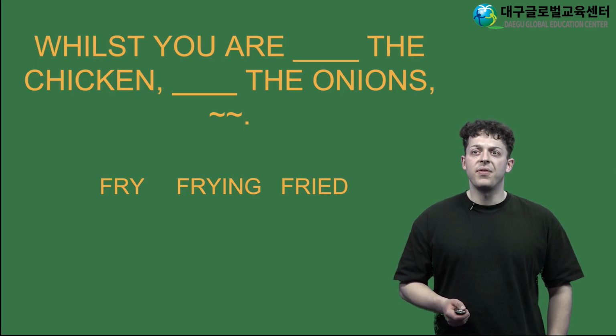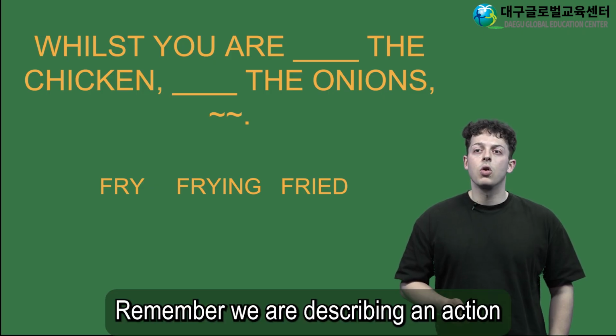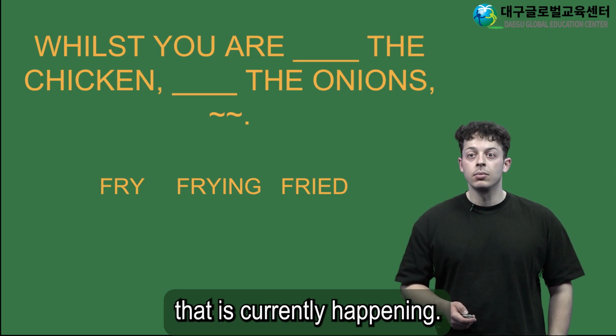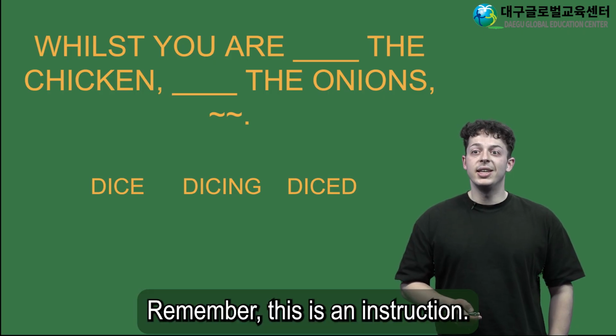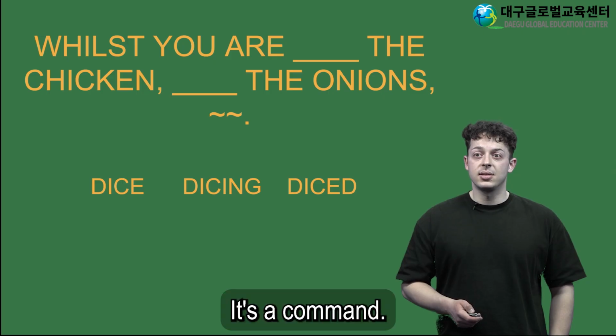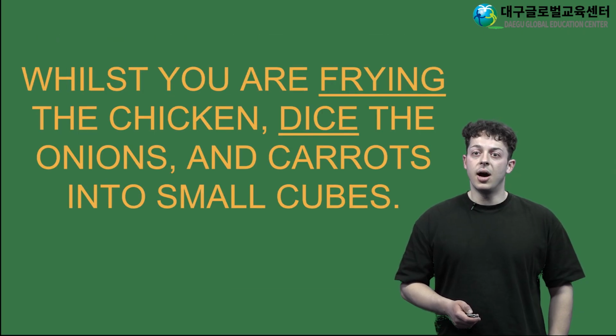Now, here is the final example of the type of sentence you may find. What is the first correct answer? Fry, frying, or fried? Remember, we are describing an action that is currently happening. What is the second correct answer? Dice, dicing, or diced? Remember, this is an instruction. It's a command. The answer is, whilst you are frying the chicken, dice the onions, celery, and carrots into small cubes.